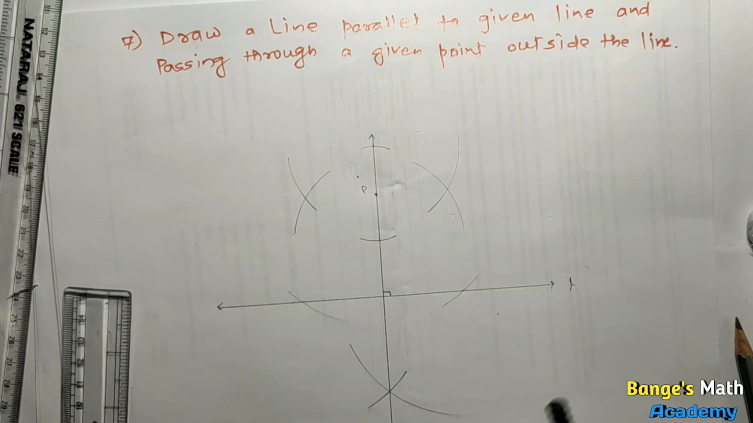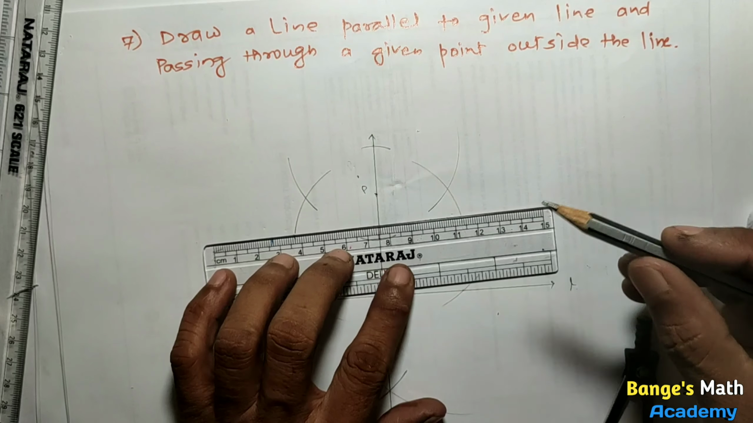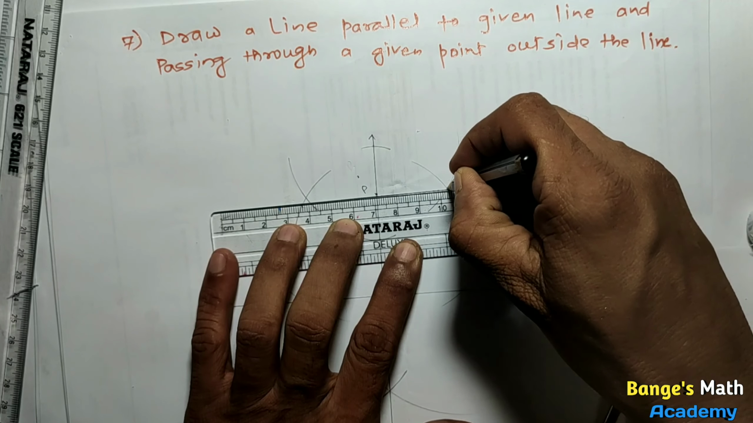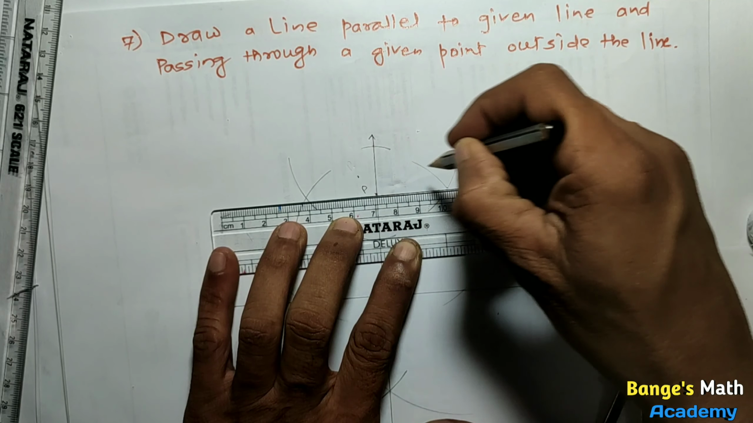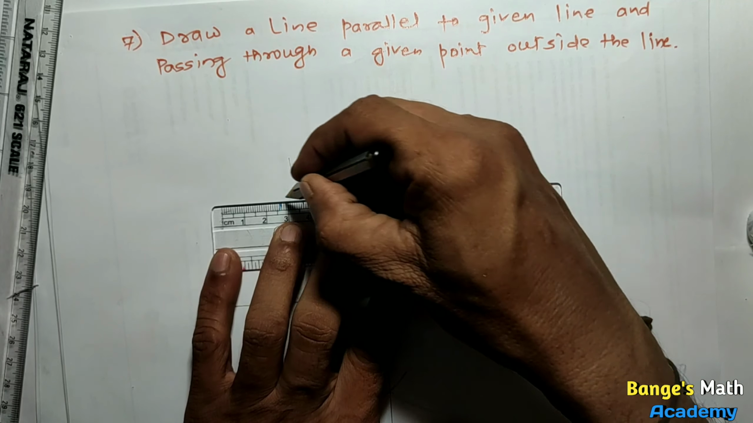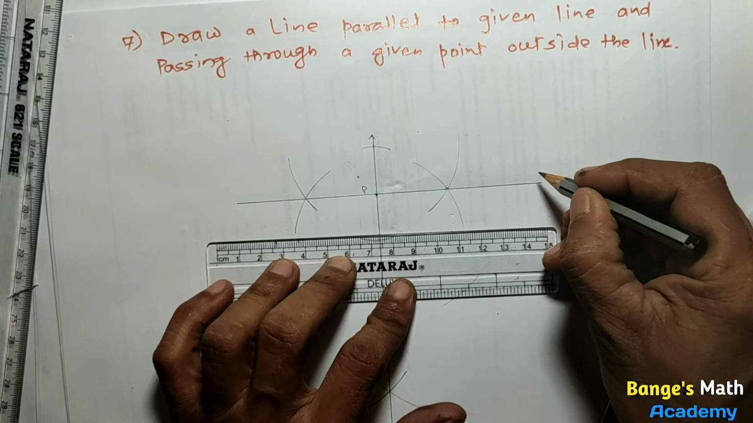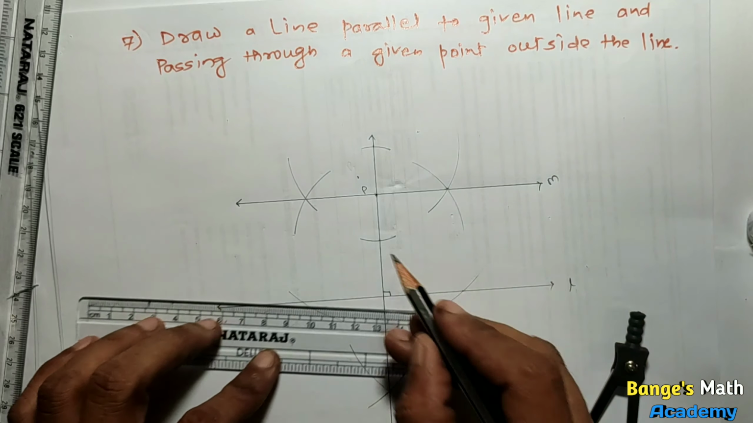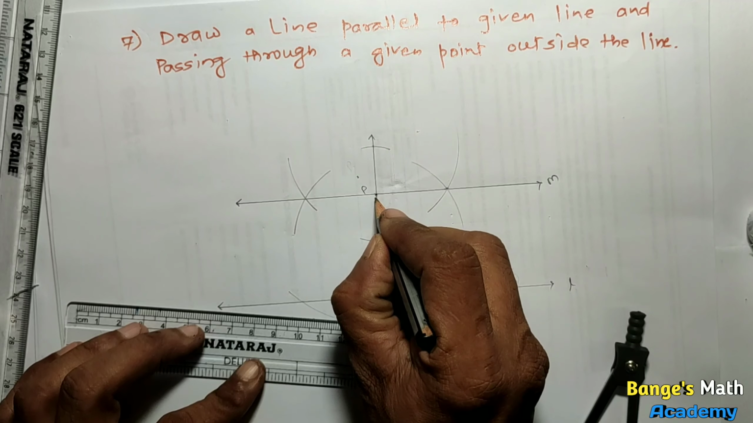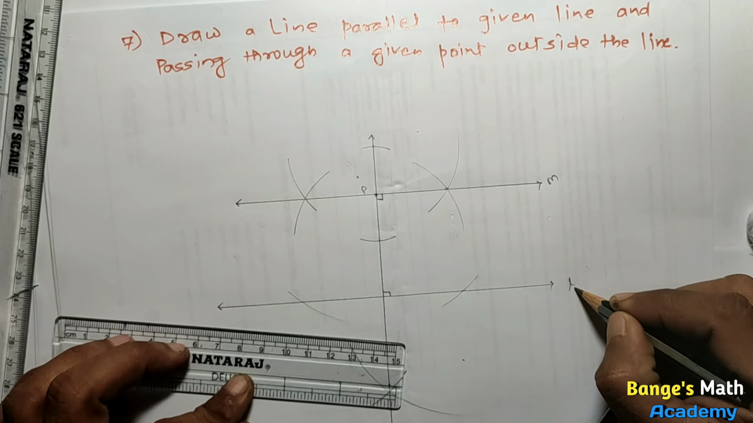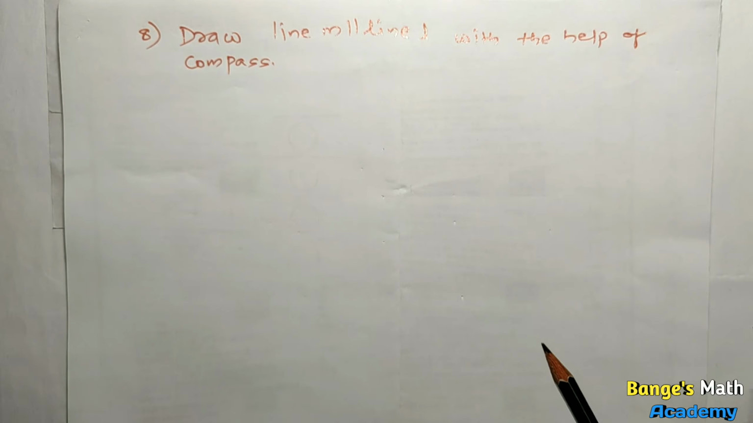Then join this with the help of ruler. See, we drew line M which passes through point P and is perpendicular to this line. So line M is parallel to line L. Draw line M parallel to line L with the help of compass.